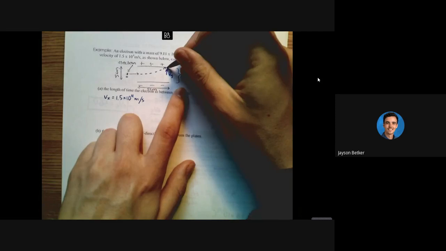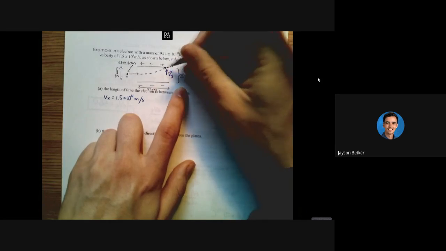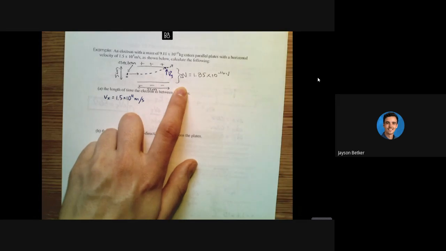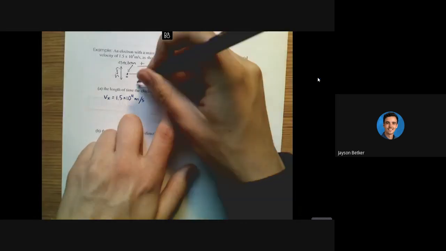My drawing is a little bit off here. I guess what I mean by that is that it would actually make it outside of the plates, but it would just have an acceleration upwards. So it would look more like that. So you have to find how far or how long it is between those plates.